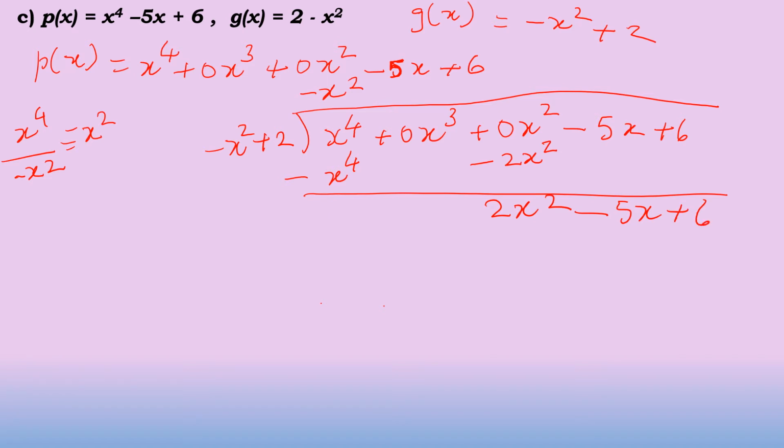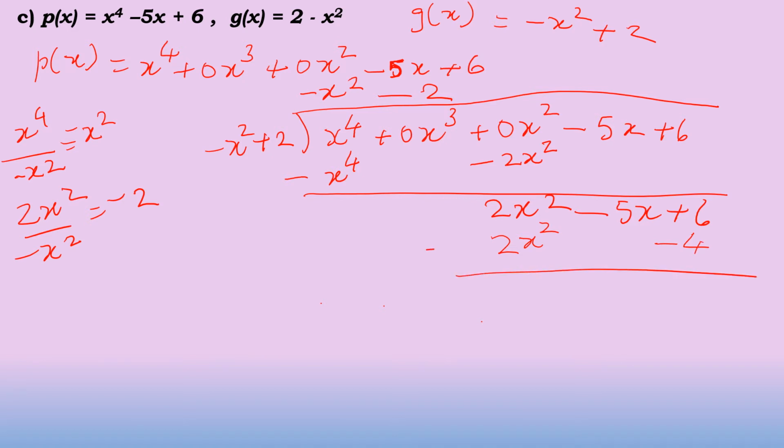So continue division. 2x square divided by minus x square will be minus 2. So you write minus 2. Minus 2 into minus x square will be 2x square. Minus 2 into plus 2 will be minus 4. Where do you write minus 4? You write it along with your constant term. So when you subtract, you get 2x square minus 2x square is 0. Bring down minus 5x. 6 minus minus 4, which is equal to 10.